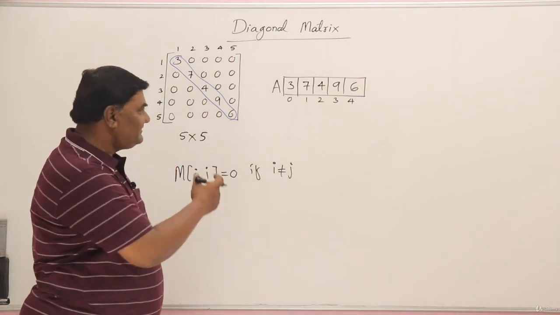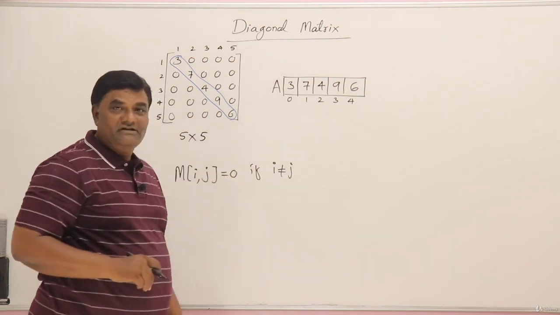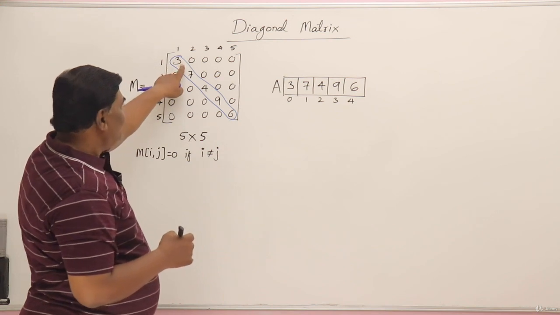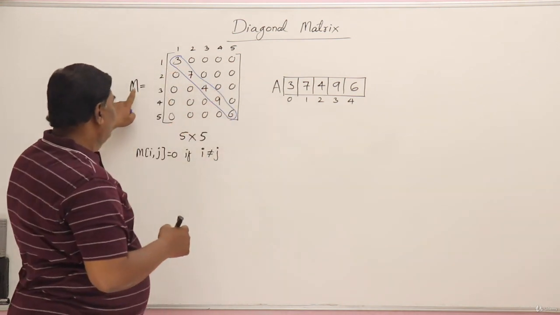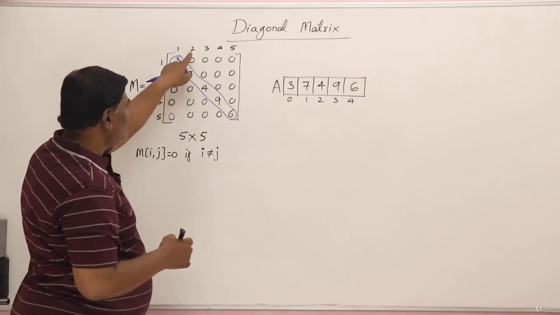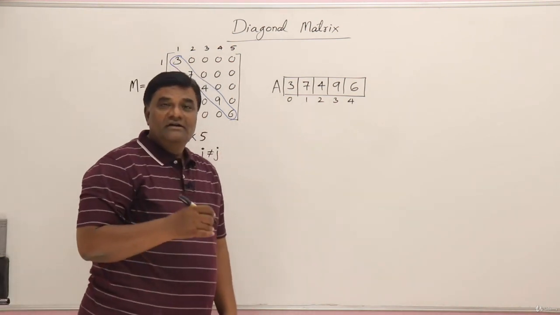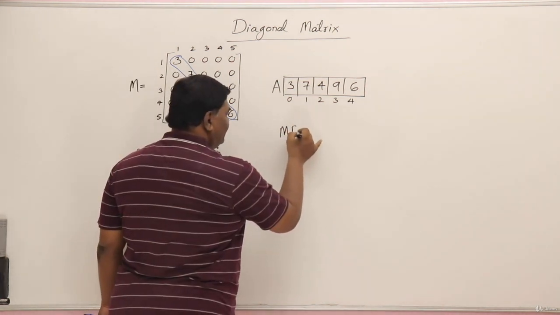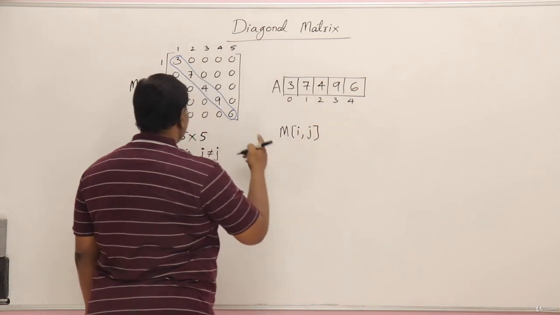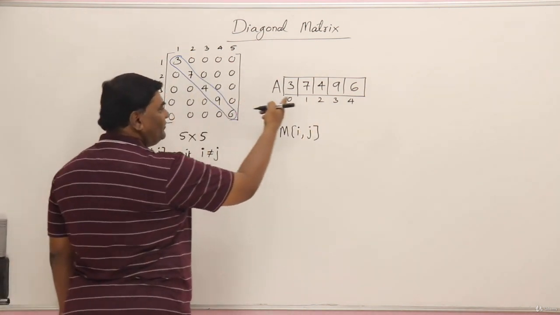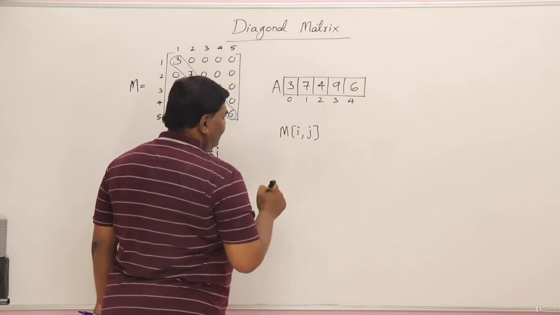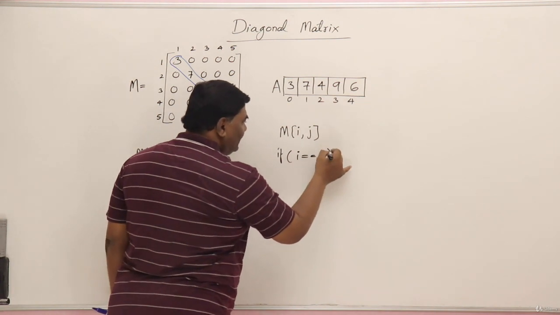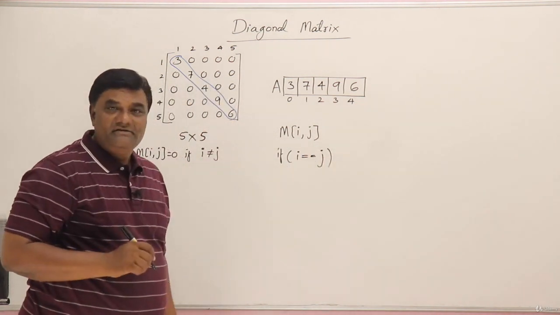Now let us see how we can access these elements from a single dimension array. If I want to access M of 1, 1, this element, then it is at index 0. If I want to access M of 2, 2, this element, it is at index 1. So only diagonal elements are there. If I want to access any element M of i, j, which is stored in an array, then from where can I get the element? First of all, if i is equal to j, then only we have an element, right?